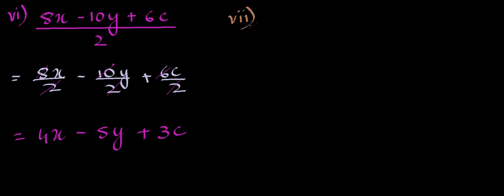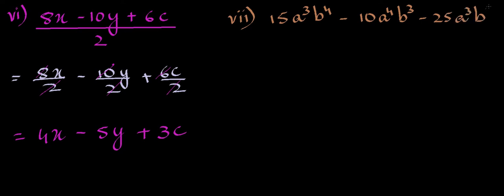This one says 15a raised to 3 b raised to 4 minus 10a raised to 4 b raised to 3 minus 25a raised to 3 b raised to 6, the whole divided by minus 5a cube b square. Now let's do the division over here.